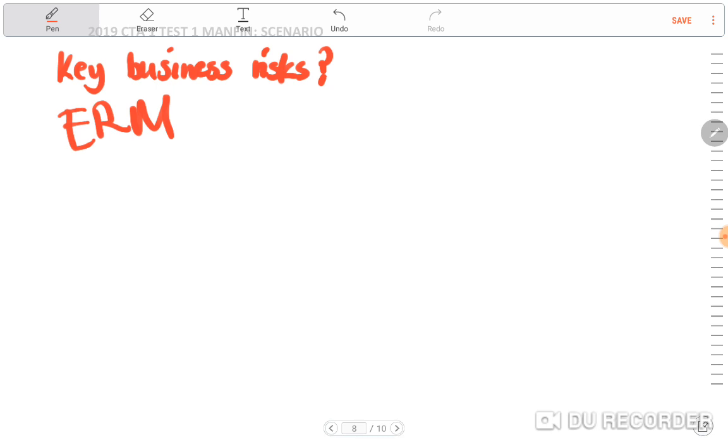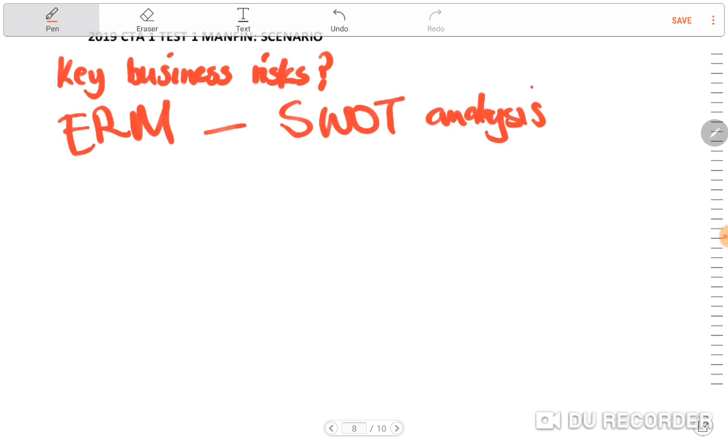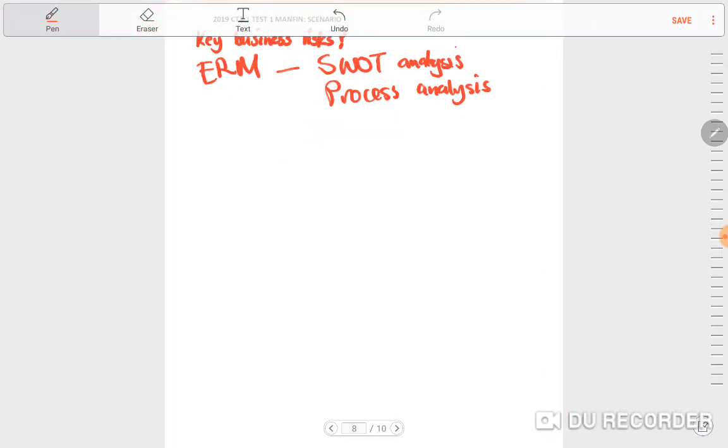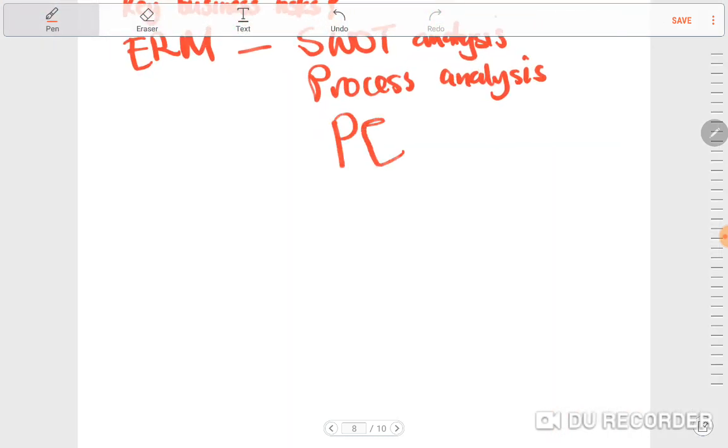So in this case, to identify key business risks, as tools, you could identify using SWOT analysis. You could identify using what is known as process analysis. You could identify using what is known as PESTEL. And you could have also identified using scenario analysis.